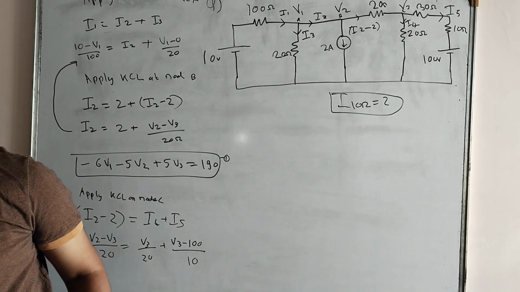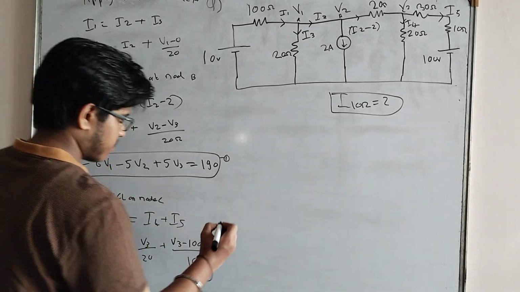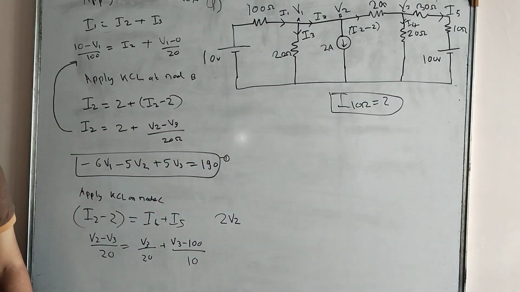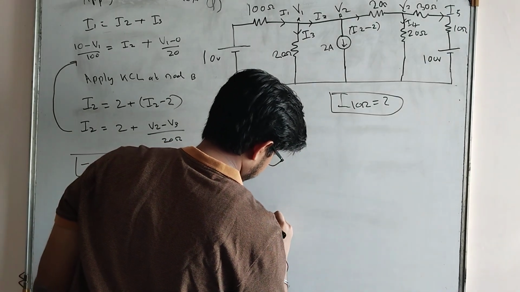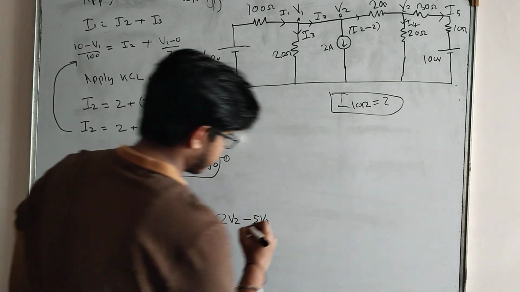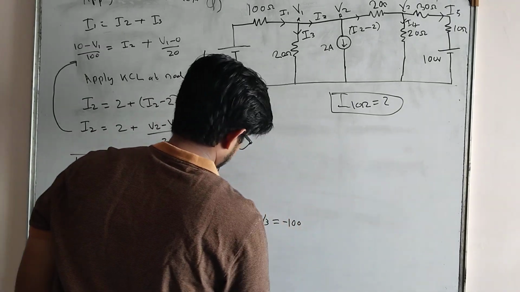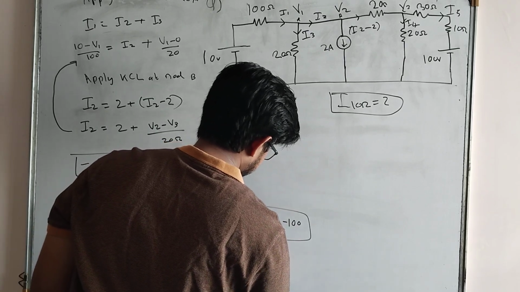So we get our final equation as 2 times V2 minus 5 times V3 equals minus 100. So I will just name this as our equation number 2.